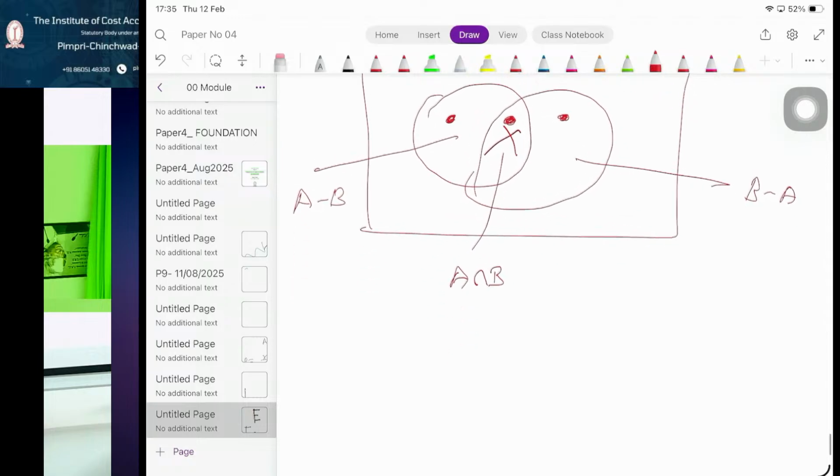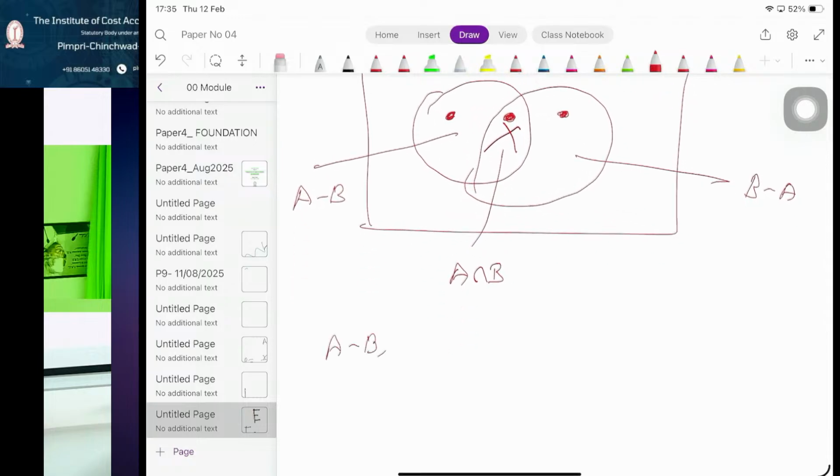So obviously A minus B, A intersection B, B minus A are mutually disjoint sets.